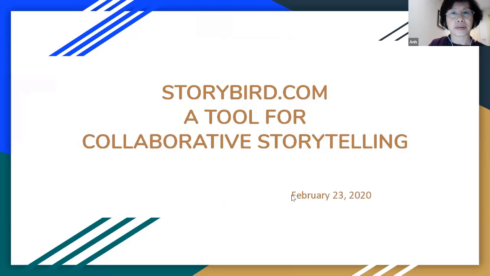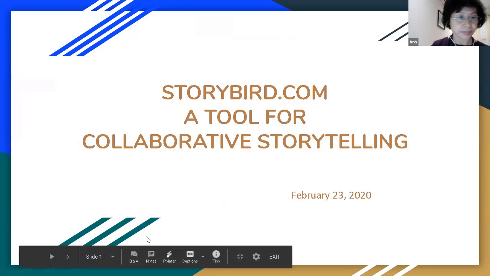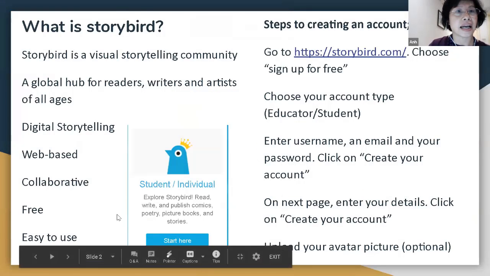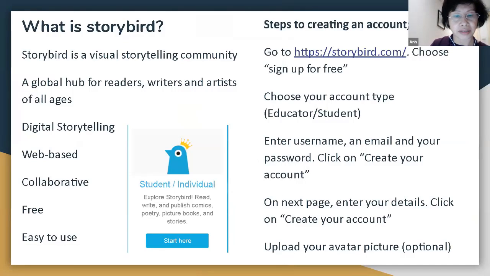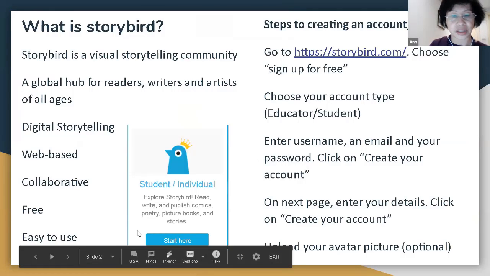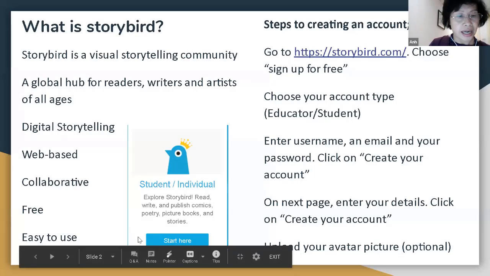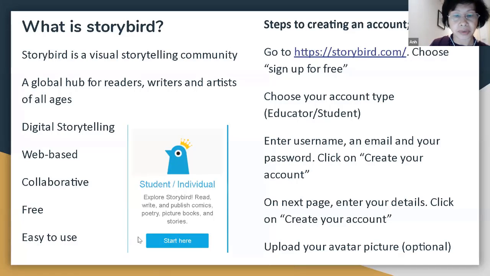Okay, so it's called Storybird, a tool for collaborative storytelling. Storybird is a visual storytelling community, a free online service for families, friends, teachers, and students to collaborate in creating short visual stories together that can easily be shared, edited, or printed. It's called a global hub because you can also use Storybird's library to find and read books written by others.